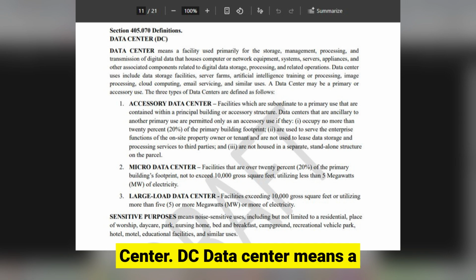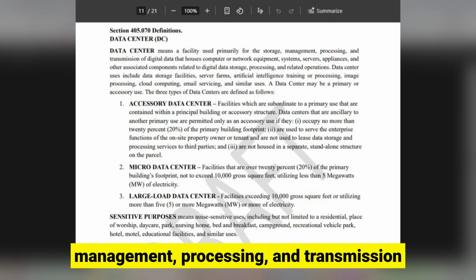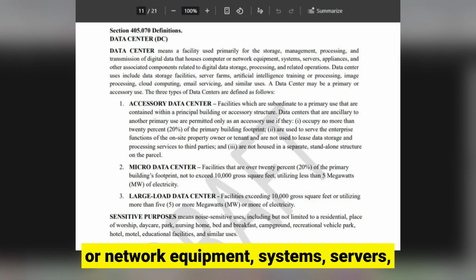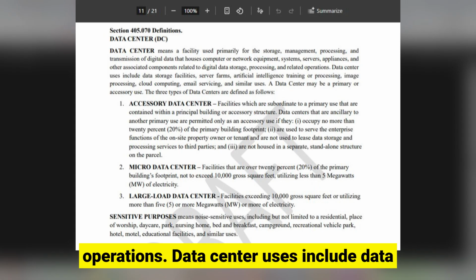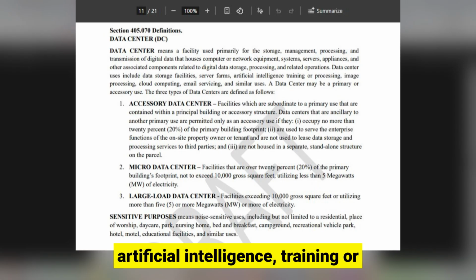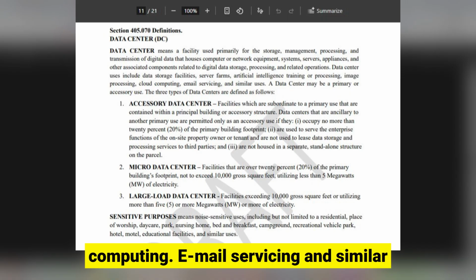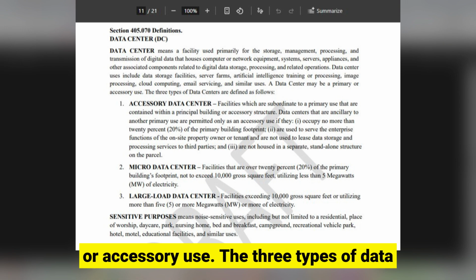405.070 Definitions. Data center, DC. Data center means a facility used primarily for the storage, management, processing, and transmission of digital data that houses computer or network equipment, systems, servers, appliances, and other associated components related to digital data storage, processing, and related operations. Data center uses include data storage facilities, server farms, artificial intelligence training or processing, image processing, cloud computing, email servicing, and similar uses. A data center may be a primary or accessory use.